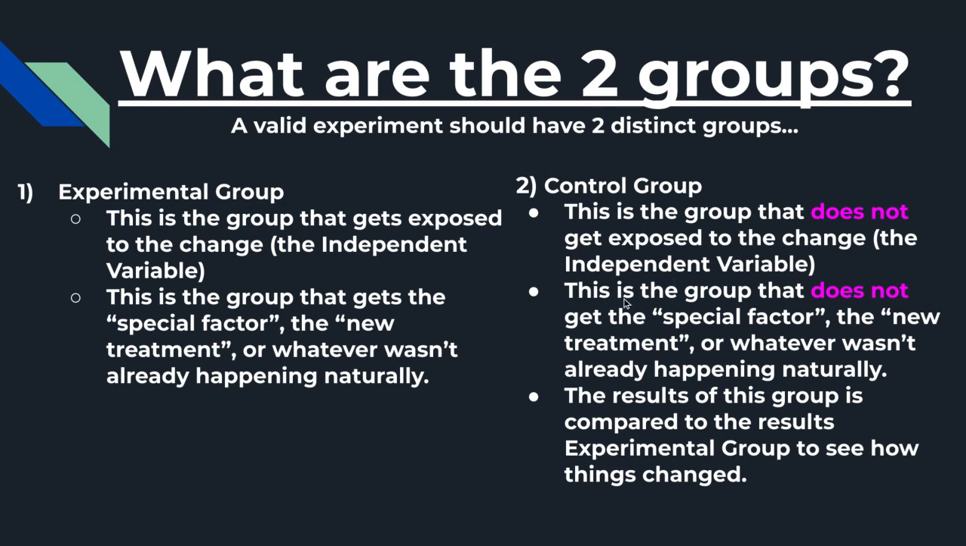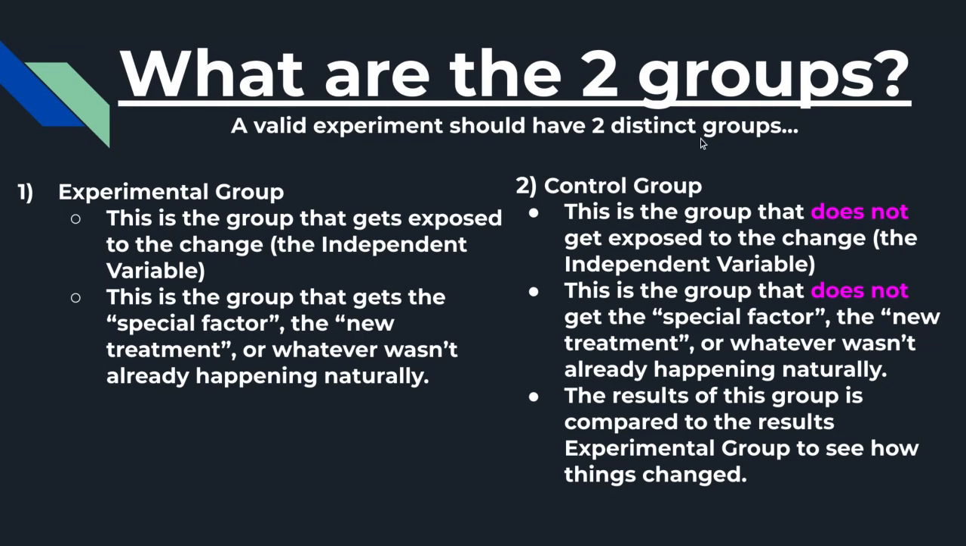Where the control group does not get that special factor, does not get the special treatment, does not get whatever it was that we're introducing that wouldn't happen naturally. So it's basically whatever would be happening without our independent variable in the mix at all. That's the control group. The results of the control group are compared to the results of the experimental group to see how things have changed.